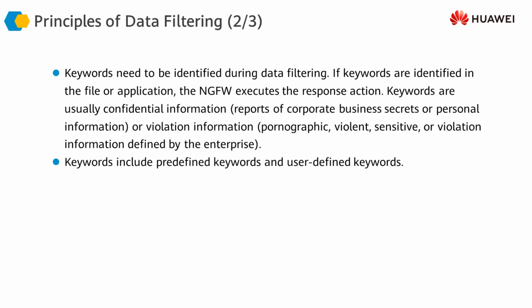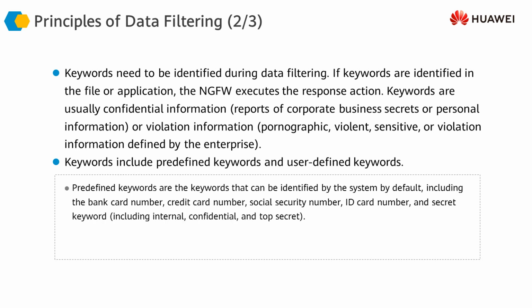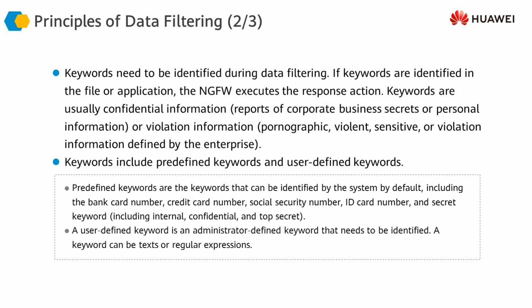There are certain keywords which are predefined, and there are certain keywords which are user defined. The predefined keywords could be the credit card number, the bank card number, social security number, ID card number, secret keyword, etc. These are some of the predefined keywords that are there. We can also define user defined keywords on our own, and if any of the traffic or any of the data contains those keywords, we can take appropriate action.